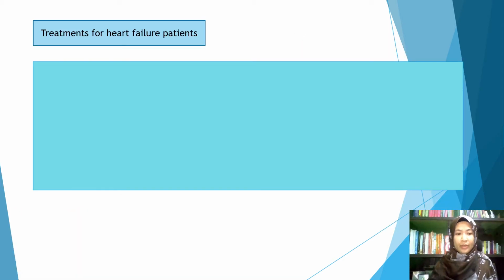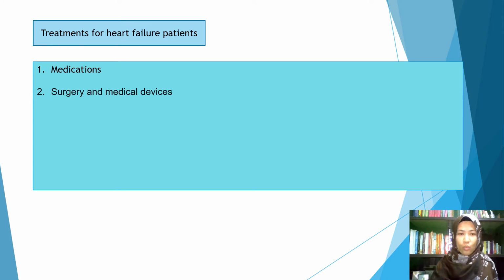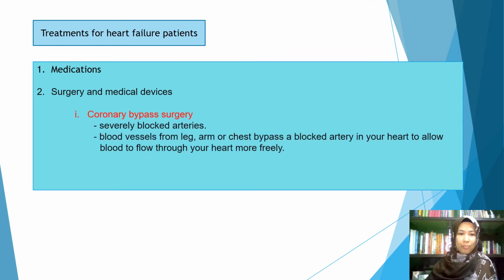Next, look at the treatments for heart failure patients. First one, medication, melalui ubat-ubatan. Second one, surgery and medical device. Melalui pembedahan. Peralatan untuk keluarkan mungkin plaque ataupun blood clot yang ada dalam coronary artery tadi. Example here, coronary bypass surgery. Mungkin awak pernah dengar bypass. Bypass tak semestinya untuk jantung, juga untuk perut. Gastric bypass, kita dah belajar sebelum ni.